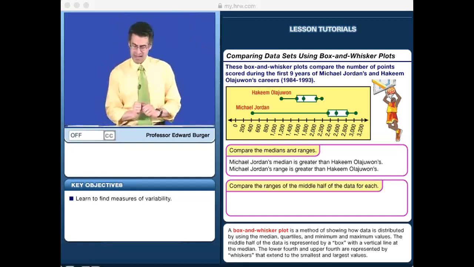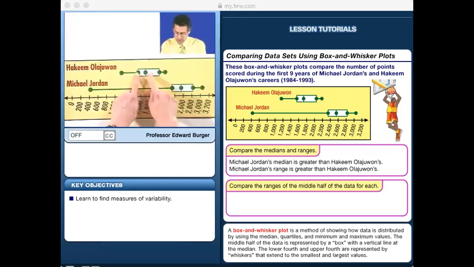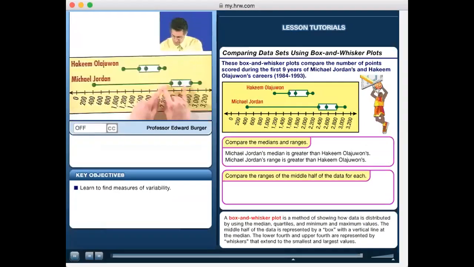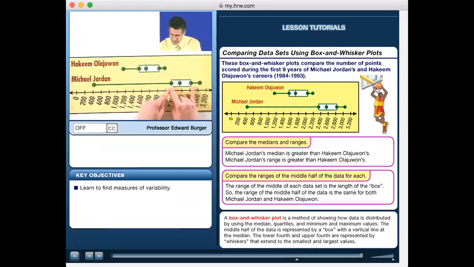Now, the second part is to compare the ranges of the middle half of the data for each. Well, the middle half of the data, as I've already said, is included in the box here. So this is the range, if you will, from here to here of the middle half of the data. Well, how is that spread? Well, we look at the length of the box. And just by looking at this, it appears to me that those lengths are essentially the same. So I'd say that the range of the middle half of each of their data, in fact, is the same, because the length of this box is equal to the length of this box, and that length represents the range of the middle half of the data.